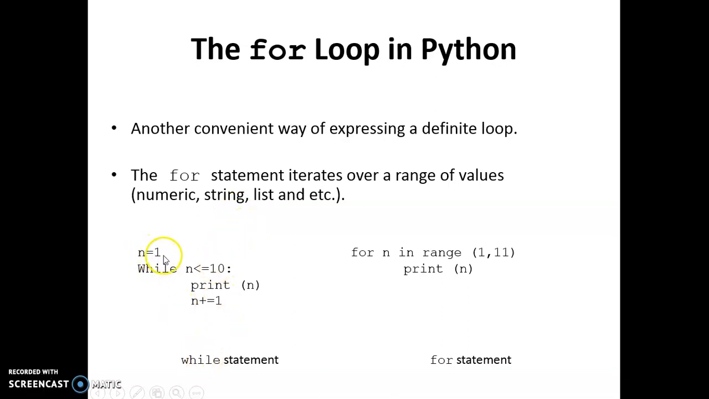So n equal to 1, while n is less than or equal to 10, you print n. You print a number, then n plus 1, until n is greater than 10. And then for can also be used for the same repetition, but the format is different. So for n in the range from 1 to 11, it will print n. It will print until right before 11. You can see that it will print starting from 1, 2, 3, 4, 5, 6, 7, 8, 9, 10, but then it will stop at 11, just the same as the while statement.